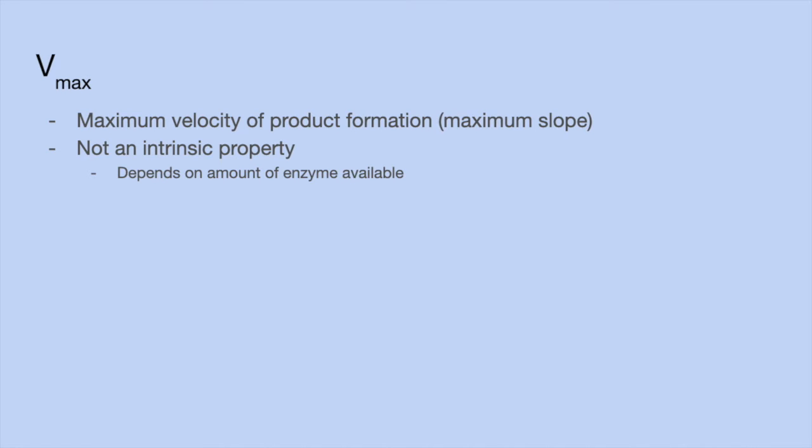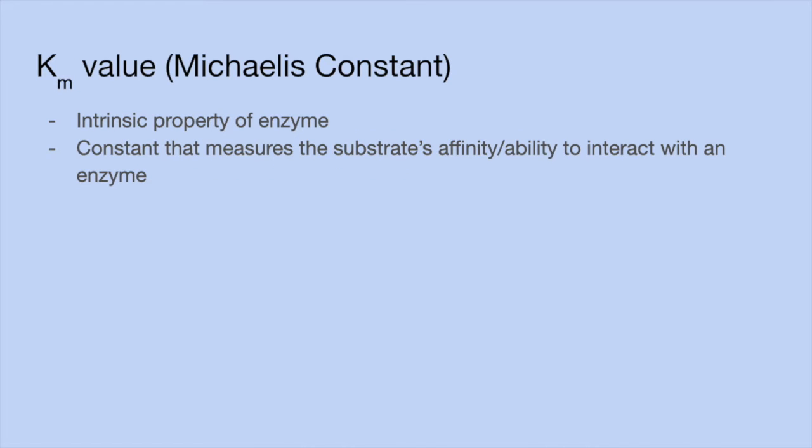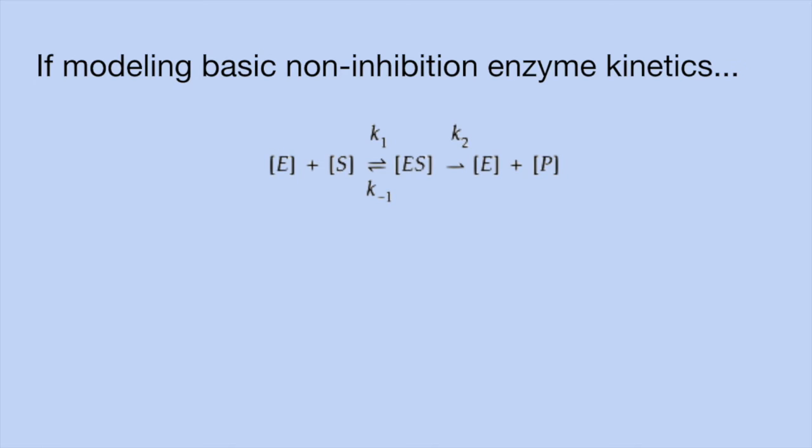Another important value that we'll be using throughout our modeling is the Km value, also known as the Michaelis constant. The Michaelis constant, in contrast to the Vmax, is an intrinsic property of an enzyme. The Michaelis constant is a constant that measures the substrate's affinity or ability to interact with an enzyme. If our enzyme reaction can be modeled as this equation above, then our Michaelis constant for this enzyme is determined as this equation.